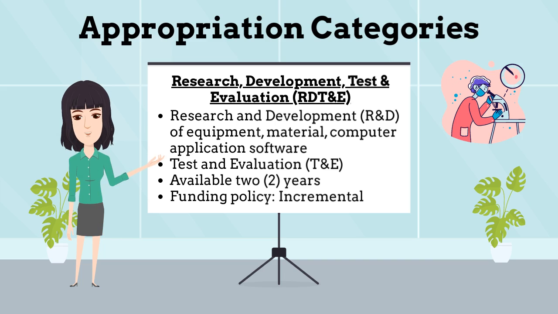The research, development, test, and evaluation appropriation category funds the efforts performed by contractors and government activities required for the research and development of equipment, material, computer application software, and its corresponding test activities. This category also funds the operation of dedicated research and development facilities for the conduct of research and development programs. This category of funding is available for 2 years. And the funding policy is incremental.